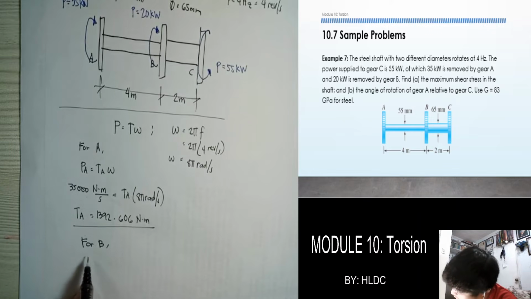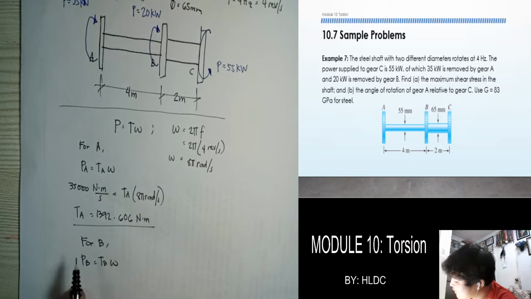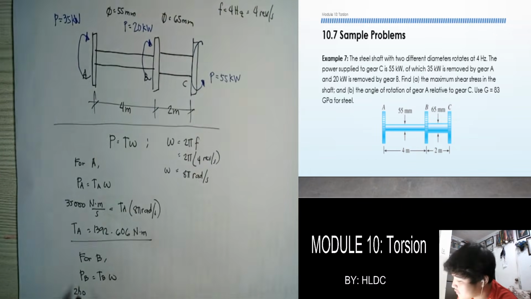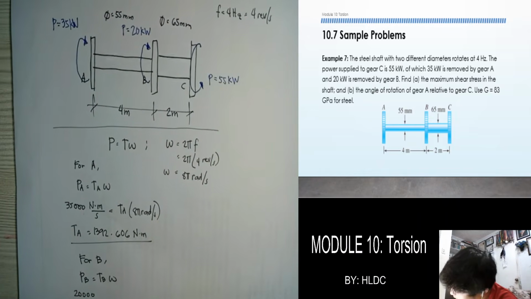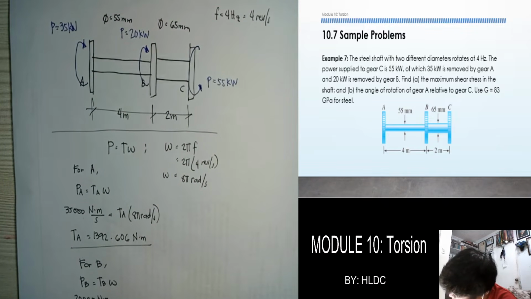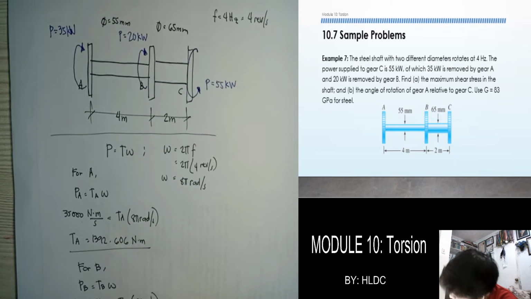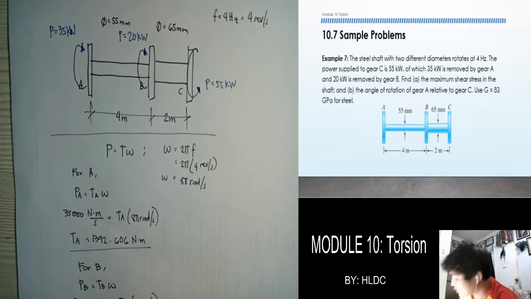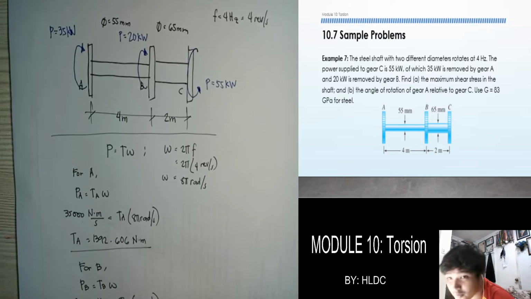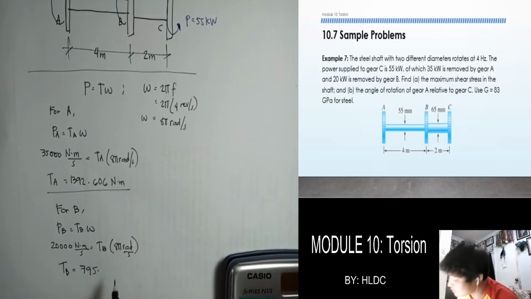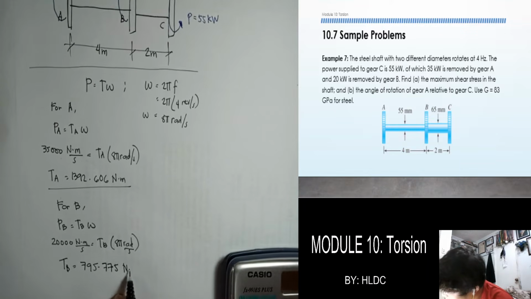Okay? So, for B naman, so PB is equal sa TB and then the angular speed. So, 20,000 naman to. 20 kilowatts, Newton meter per second. So, TB and then 8 pi rad per second. So, ilan ang torque sa B? So, that is 795.775 Newton meters. Okay?